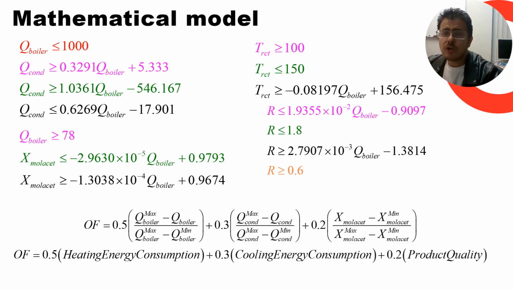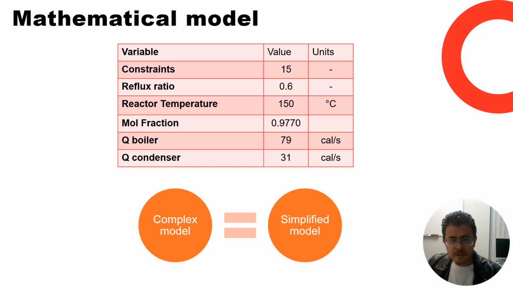The objective function could consider the duty of the boiler, the duty of the condenser, and the mole fraction of the product stream. Consider the consumption of energy, the cooling energy consumption, and the product quality. In this case it is normalized in order to have a fair comparison between each of the criteria. But we can solve the linear model.